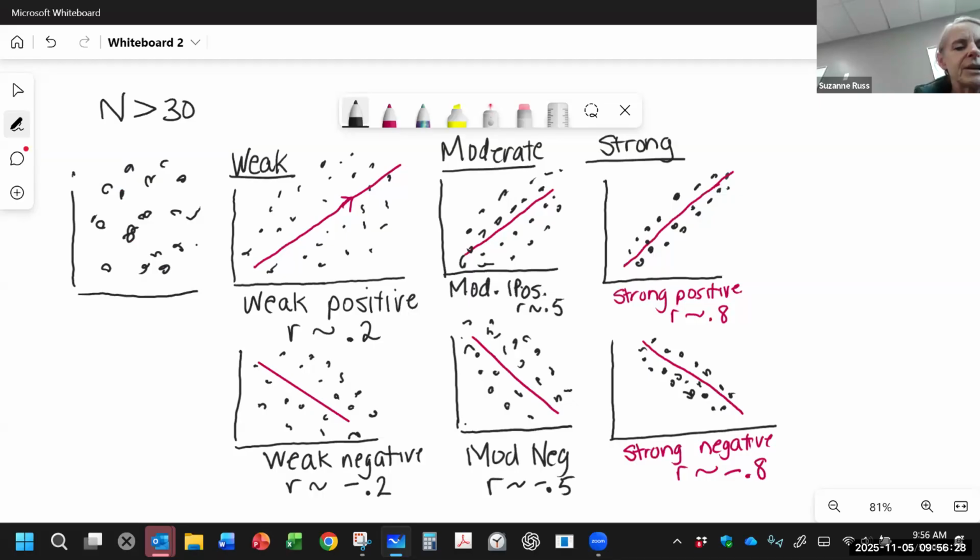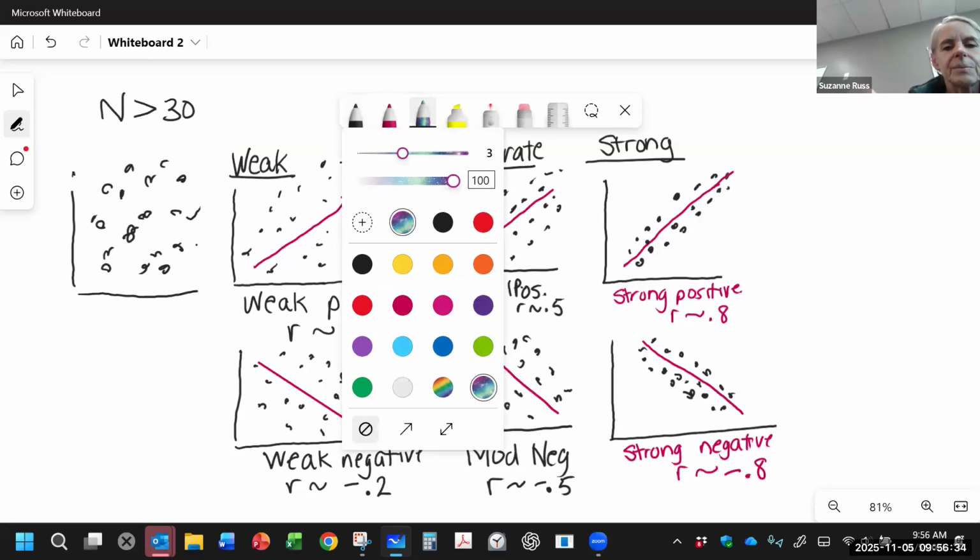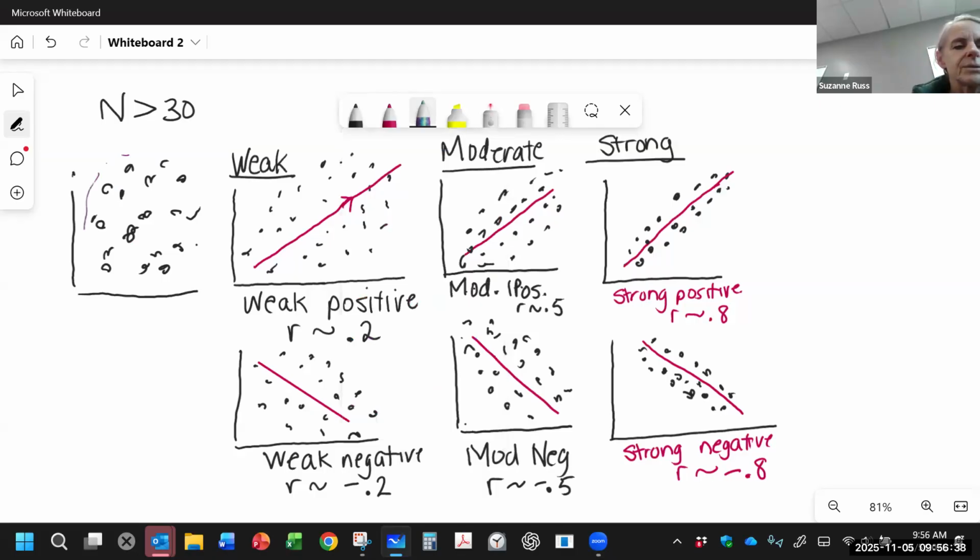Maybe the plots are forming almost where you could draw like an imaginary little circle around them. They kind of form a zero. And we call this a zero relationship. Let me get my red out here. I liked that. A zero relationship.